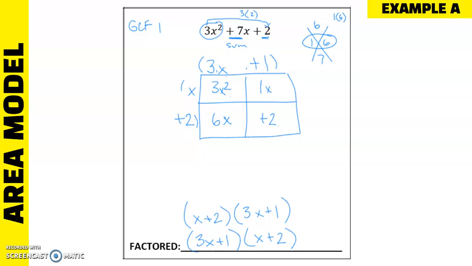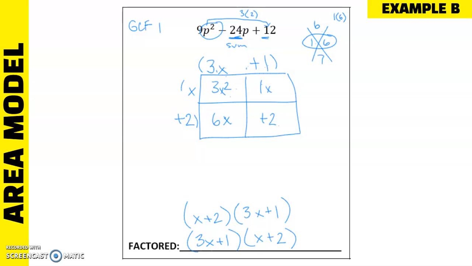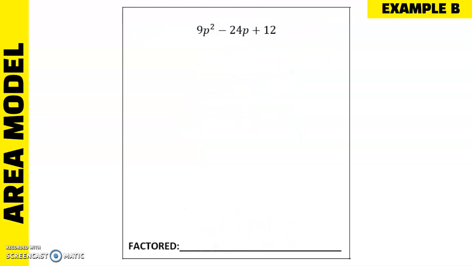That's the area model. So I look for a greatest common factor. I create a product sum puzzle, so multiply the squared term times the constant, and then the middle term is my sum. What multiplies to the product but adds to the sum? And then you fill in your box and play and figure out what multiplies to create that. Let's look at it again.